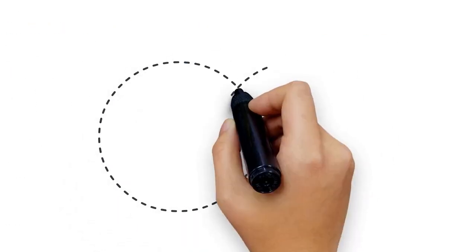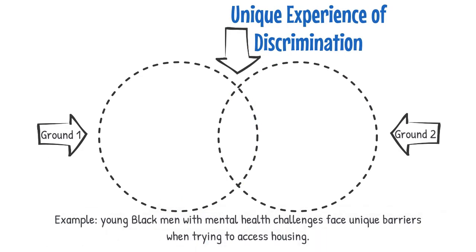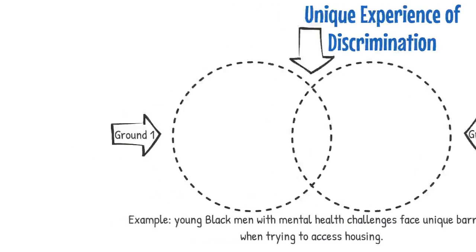Discrimination can also involve more than one ground that combines to create unique experiences of discrimination. For example, young Black men with mental health challenges face unique barriers when trying to access housing.